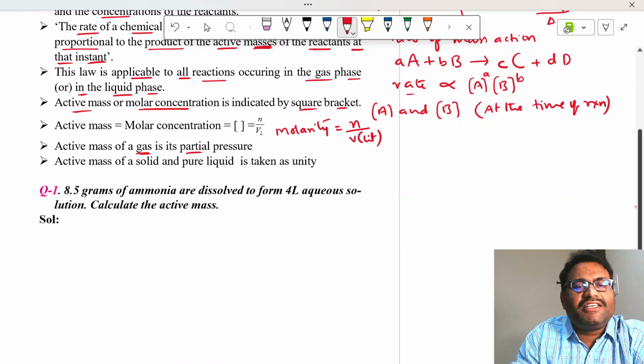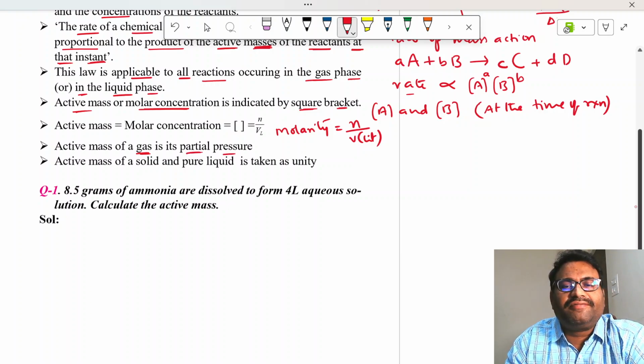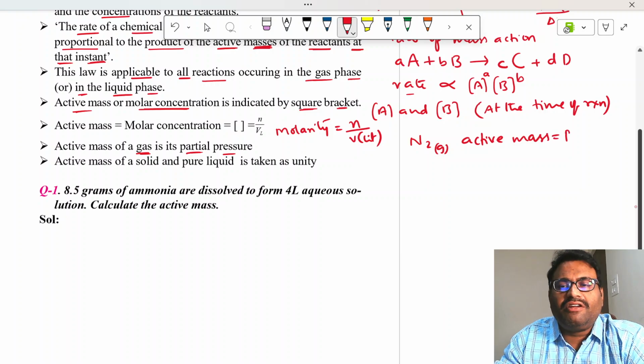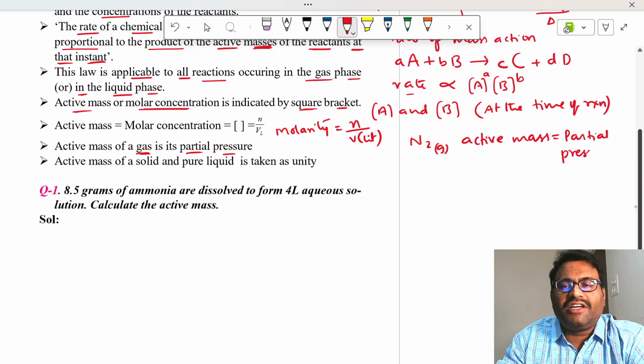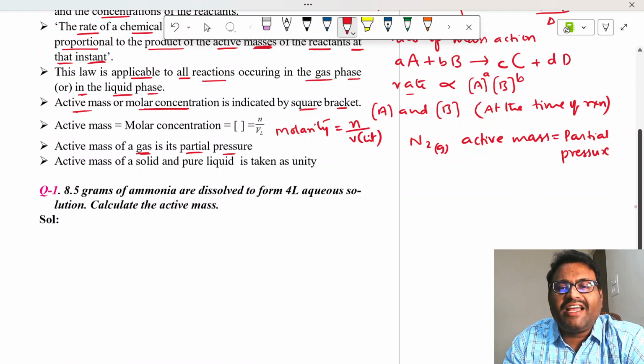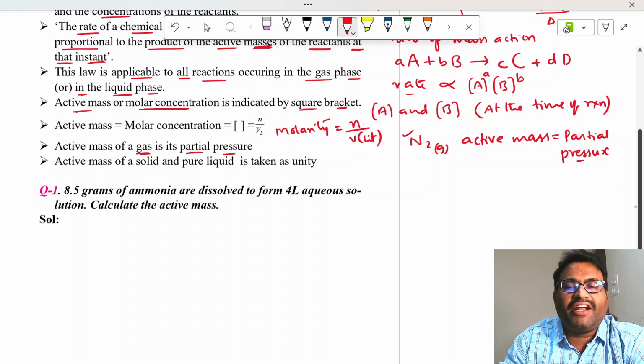Active mass of a gas is its partial pressure. If the substance is a gas, for example nitrogen gas, and you are speaking about active mass, it is its partial pressure. You can also take concentration of nitrogen as active mass, or you can consider partial pressure as active mass. Pressure or partial pressure can be taken as active mass only in the case of gases.